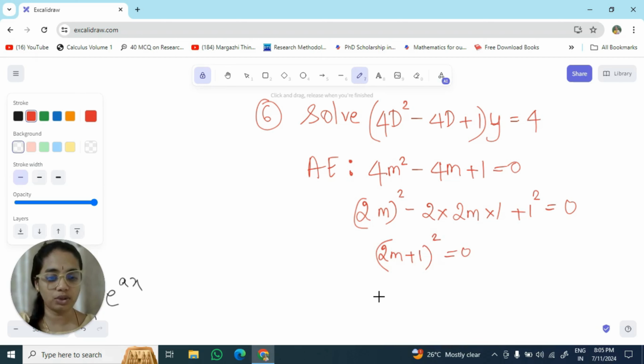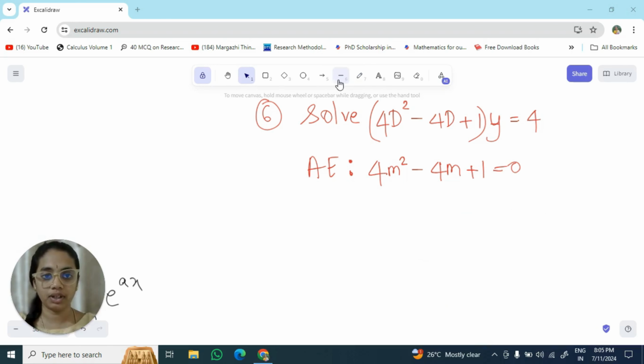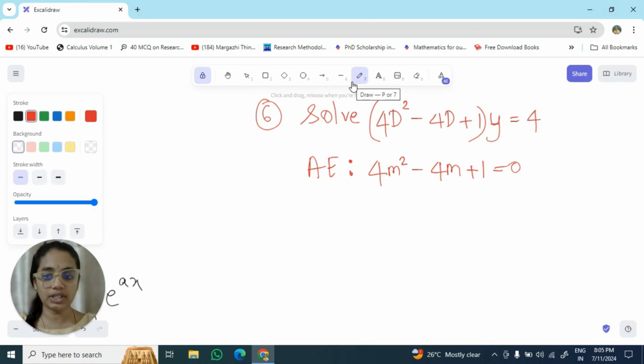Equate each term to 0, we would get m is nothing but negative 1 by 2. These are the two roots. Agree? So the auxiliary equation is 4m square minus 4m plus 1.